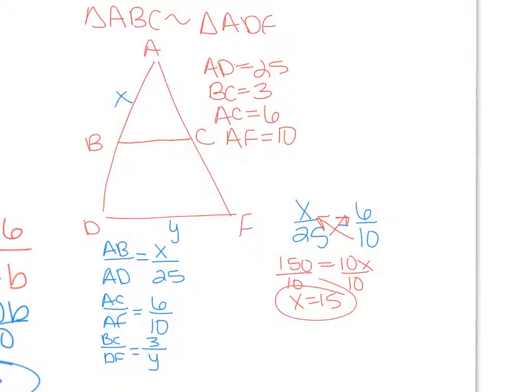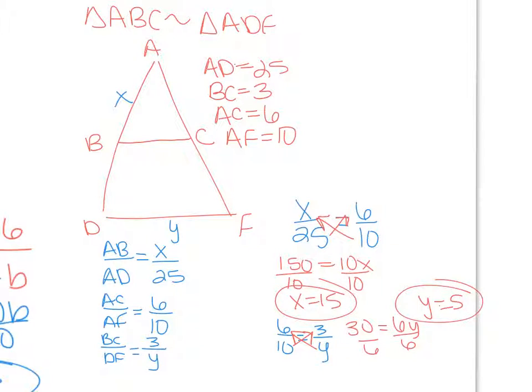Then we're going to take our other two. We're going to set 6 over 10 this time equal to 3 over y. Multiply up and across, so I have 30 equals 6 times y. Divide both sides by 6, so y equals 5.